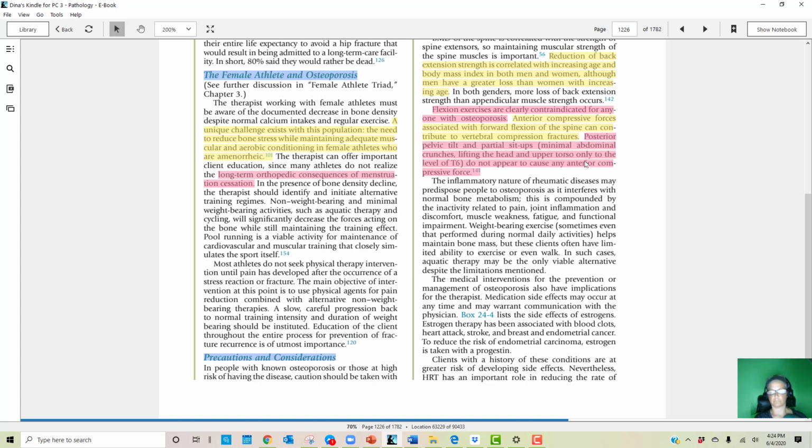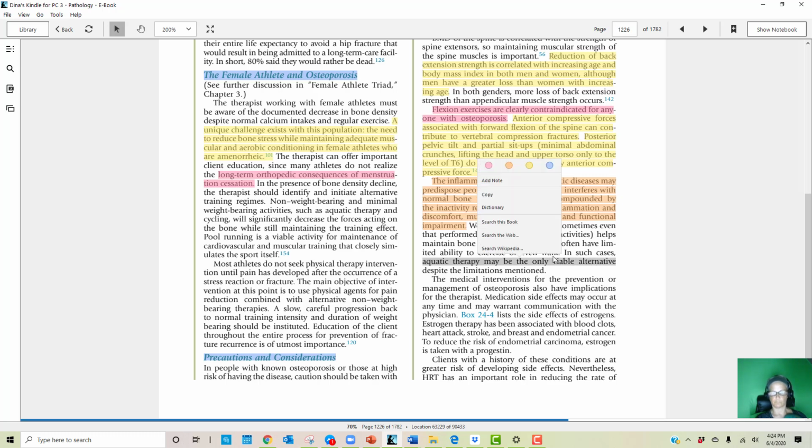The inflammatory nature of rheumatic diseases may predispose people to osteoporosis as it interferes with normal bone metabolism. This is compounded by the inactivity related to pain, joint inflammation and discomfort, muscle weakness, fatigue, and functional impairment. Weight-bearing exercise, sometimes even that performed during normal daily activities, helps maintain bone mass, but these clients often have limited ability to exercise or even walk. In such cases, aquatic therapy may be the only viable alternative despite the limitations mentioned.